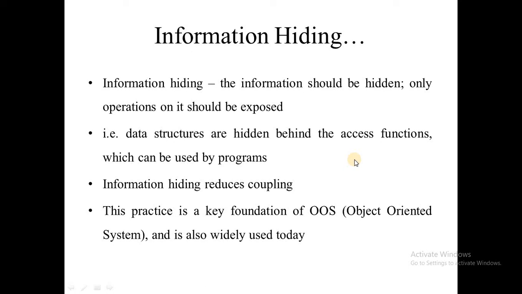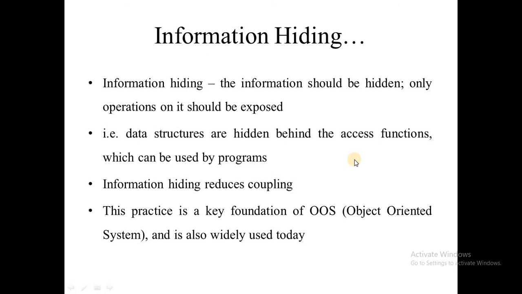Data structures are hidden behind the access functions which can be used by programs. Information hiding reduces the coupling. So this practice is a key foundation of the object-oriented system, and it is widely used today. Examples of object-oriented programming languages are C++ and Java. It's widely accepted and widely used today. Information hiding is a key foundation of the object-oriented system because it secures the data. Security is more important nowadays.